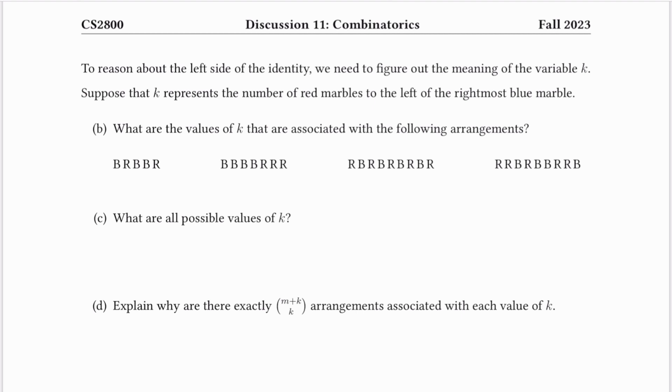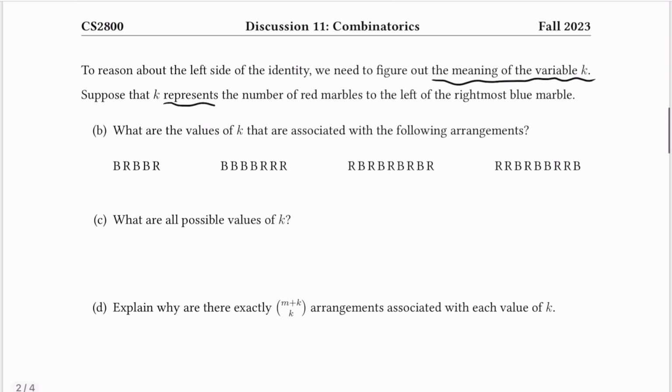Here, we need to figure out what's the meaning of the variable k. One way to think about k is that k represents the number of red marbles to the left of the rightmost blue marble. So in other words, for each of the sequences in problem B, we first need to identify the rightmost blue marble, and then look at the left of it and see how many red marbles are there. Pause the video now and think about problem B.